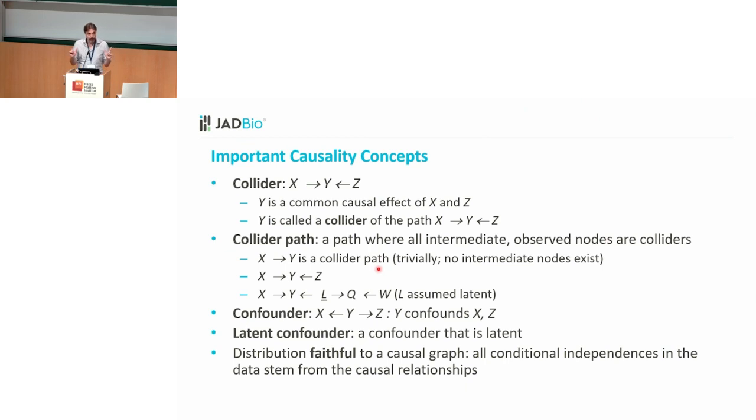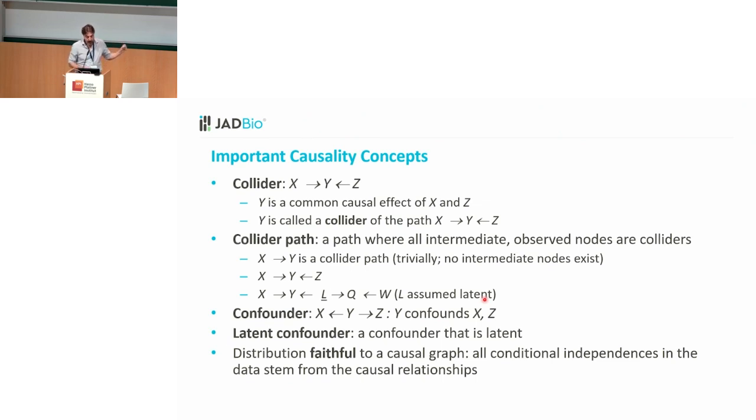And a collider path is a path where all intermediate, but also observed, nodes are colliders. So trivially, a path like this with a single edge has no intermediate nodes, so it's trivially a collider path. This is a collider path. This is a path with 3 intermediate nodes, two of them are colliders on this path. And if I assume that I don't measure L, so it's not an observed node, then it's a collider path. Okay, and then another concept that's important is the concept of confounders, confounding causes.